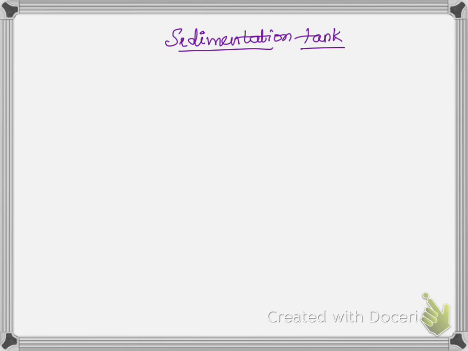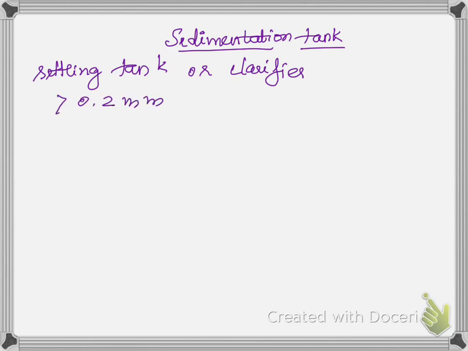A sedimentation tank is otherwise called a settling tank or clarifier. This is a component of your modern water supply or wastewater treatment system. What does it do? It removes the heavy inorganic solids which have a size more than 0.2 mm and specific gravity of 2.65. So mainly this is what is removed by your sedimentation tank.